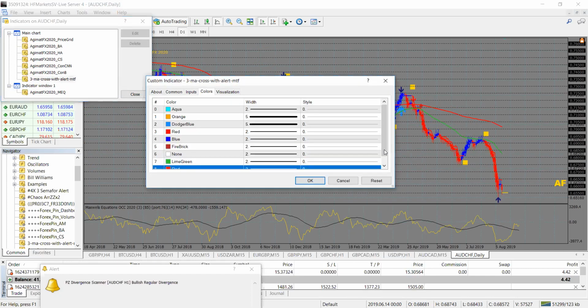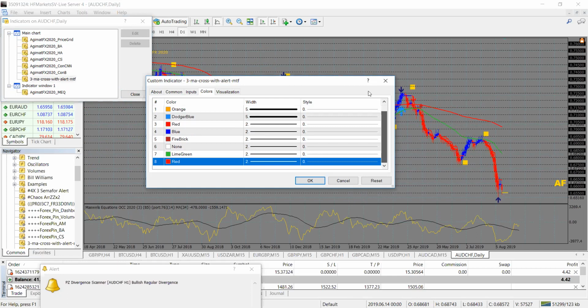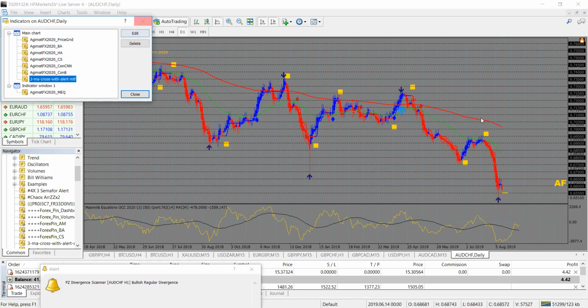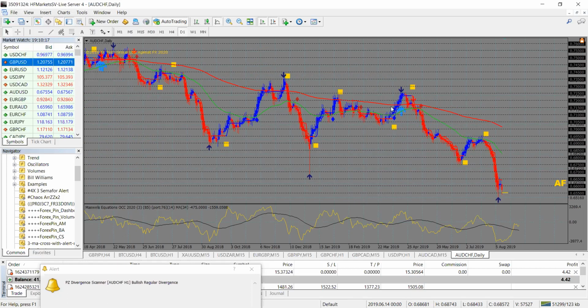Okay, so the red line here is the 200 exponential moving average, and the green here is the 50 exponential moving average. Now take a look from the left, see what has been going on with this pair, AUDCHF. You can see that price has been trading under the 200 exponential moving average for quite some time, and it is still trading under it.